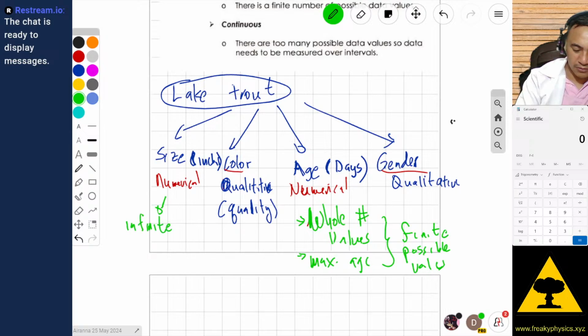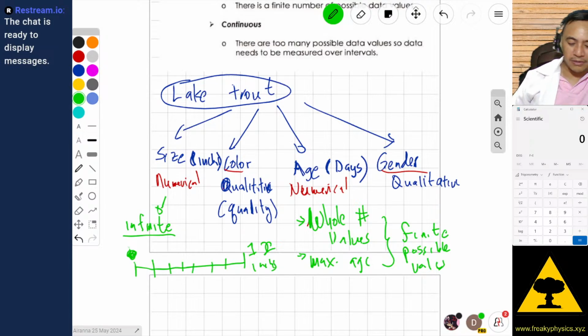Now, why do we say that? Why do we have infinite? Because let's say that a trout can grow to about a foot long, right? So if you think about it this way, you have zero and then you have 1 foot, so 12 inches, right? Now, in between these values, you can have a 1 inch fish, a 2 inch fish, all the way to 12 inches, right? But then again, you could have possible values between. Basically, you can fill in this line. That's why you have an infinite number of values.